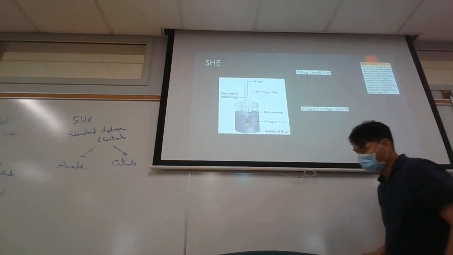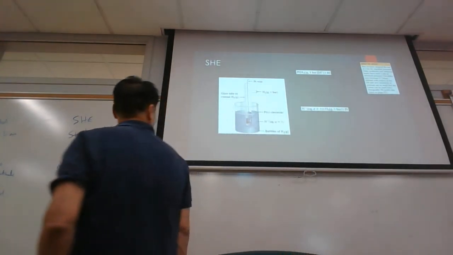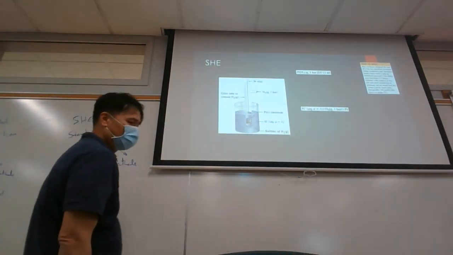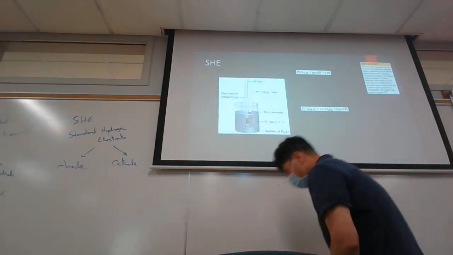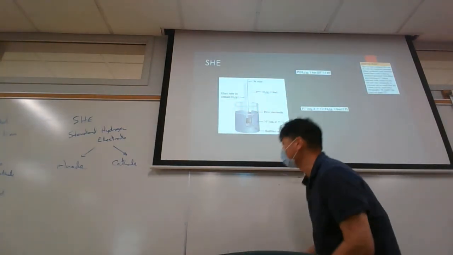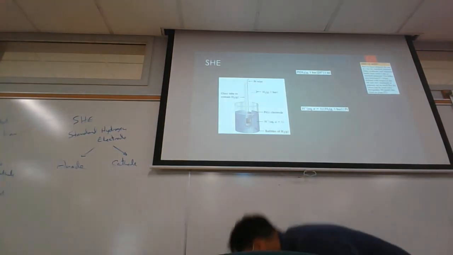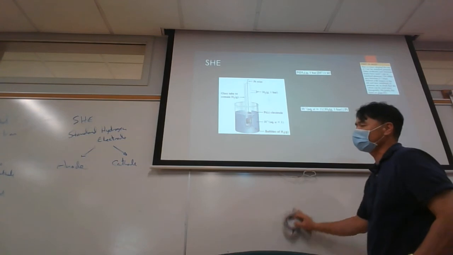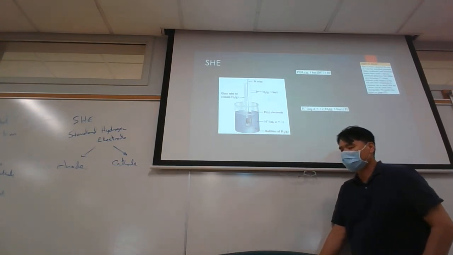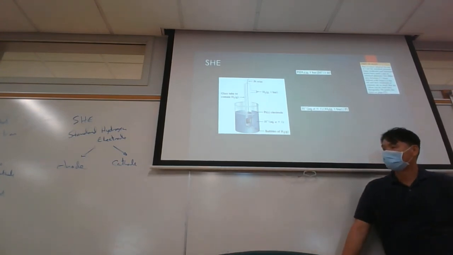Now, zinc is a very common anode. We see zinc being used as an anode for lots of batteries. And the reason is one, zinc is easy to oxidize, so it's easy to generate electrons. And two, zinc is a good conductor of those electrons. And three, it's cheap.